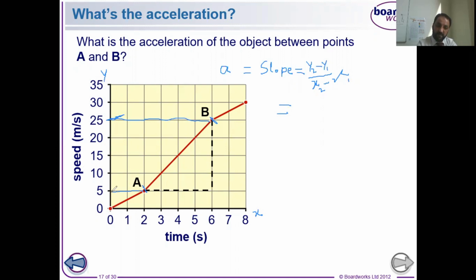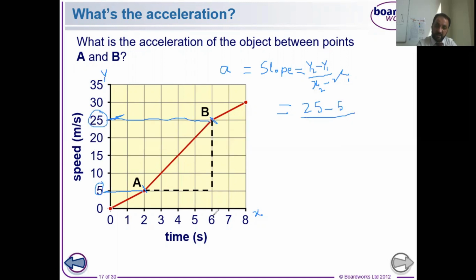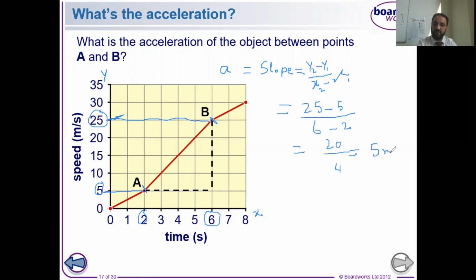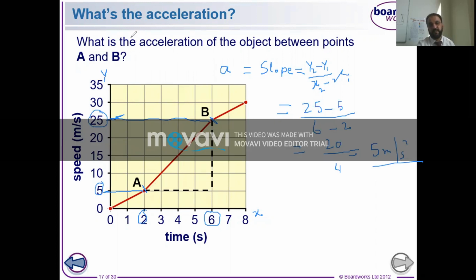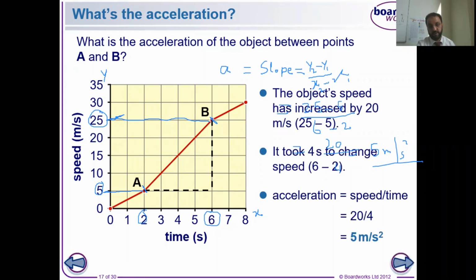It starts from here because we are finding A to B. They are asking A to B. So this is y1, this is y2. So you can write y2 is 25 minus y1 is 5 divided by x2. So x2 is, say here this one, x is 6 and x1 is 2. It starts from here. So 6 minus 2. So 25 minus 5 it is 20 by 4. That is 5 meter per second square. This is acceleration between A and B. This is the slope by using formula of the slope. Clear? Now this is acceleration 5 meter per second square.